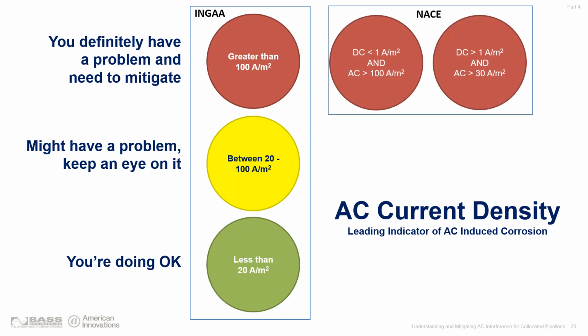They further elaborated on this specification. If your DC is less than 1 amp per meter squared and your AC is above 100 amps per meter squared, that's where you definitely have a problem. And also, if your DC is greater than 1 amp per meter squared and your AC is above 30 amps per meter squared, that's where you're going to want to start checking and keeping an eye on things.